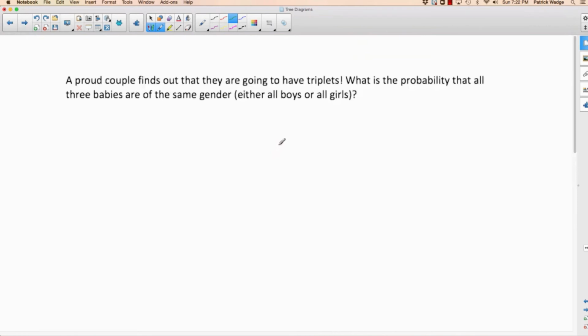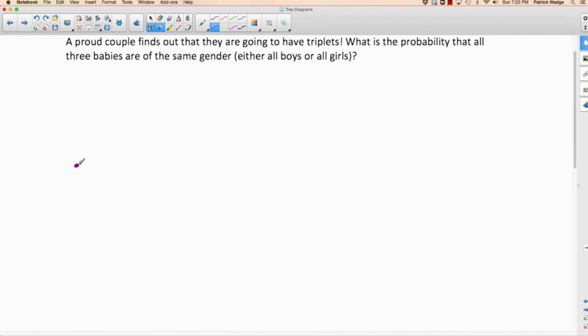A proud couple finds out that they're going to have triplets. How exciting. What's the probability that all 3 babies are of the same gender? Either they're all boys or they're all girls. Okay, again, here's what you do not do. Start with your dot here. You don't go baby 1, baby 2, baby 3. That's wrong. Again, you want to focus in on one thing at a time. So just picture one of the babies, one of those adorable little babies, and what are the possible outcomes for that baby? Well, it could be a boy or it could be a girl.